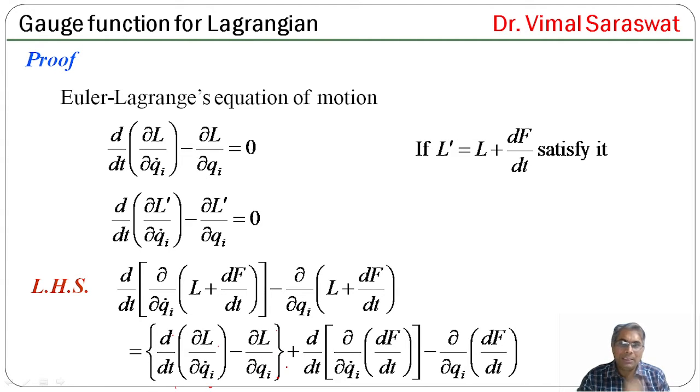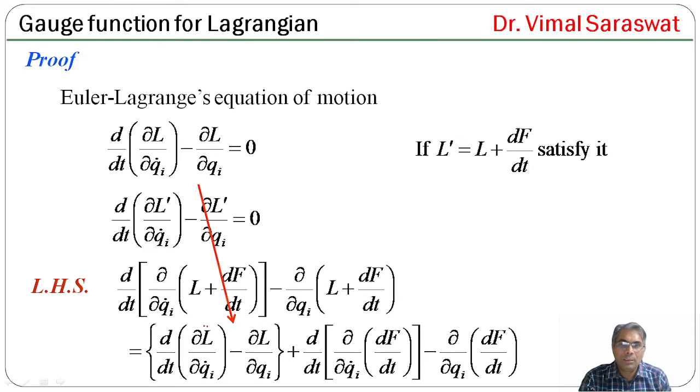Here we take these two terms together. So d by dt of del L upon del q_i dot minus del L upon del q_i, plus d by dt of del upon del q_i dot of df by dt, minus del by del q_i of df by dt.